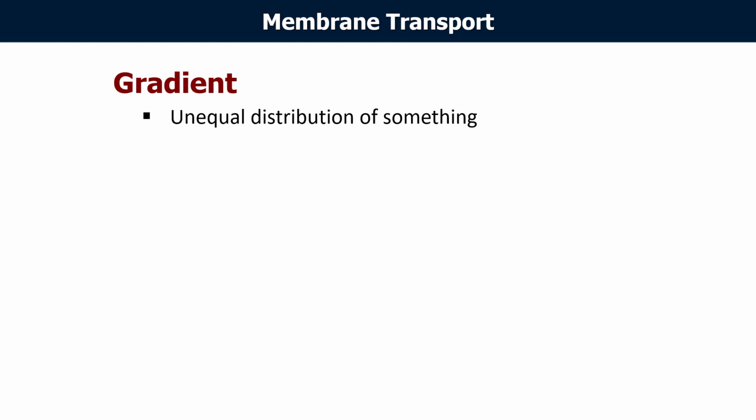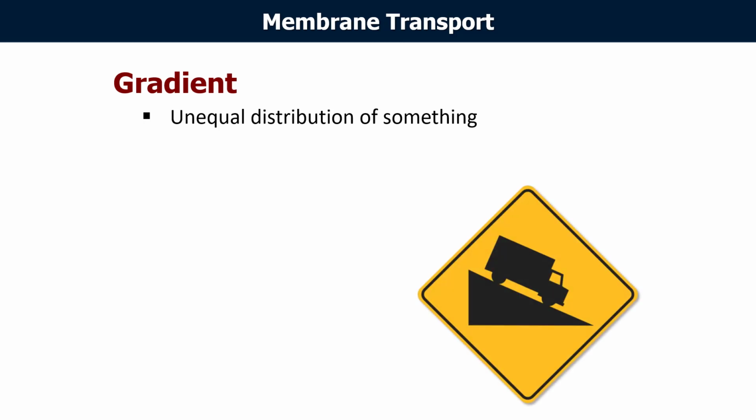It reminds me, for example, when I'm driving through the mountains, I'll sometimes see a sign that looks like this. Sometimes there'll even be a percentage under there, like 6%. But what this sign is telling me is that there is an unequal distribution of height. And I better get ready to use my brakes because things like to go down gradients. Things like to go from where there's a lot of height to where there's less height. So an unequal distribution of something.